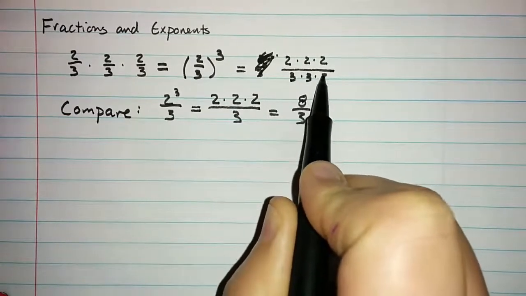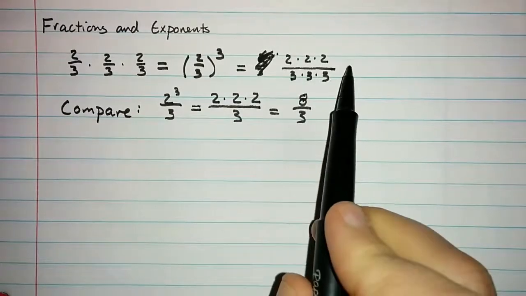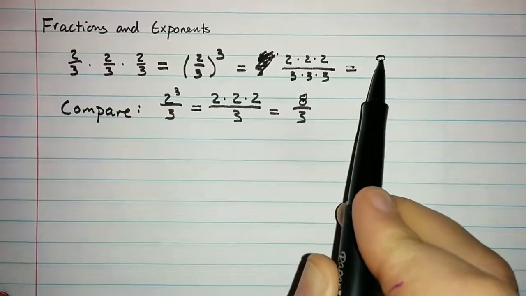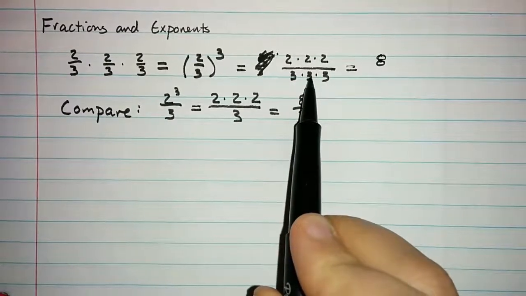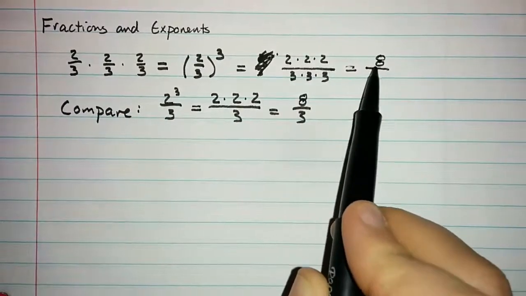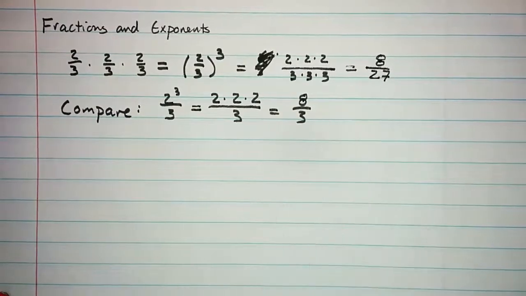This notation, on the other hand, means when we do this multiplication, 2 times 2 times 2 over 3 times 3 times 3. 2 times 2 times 2 is 8. 3 times 3 is 9, times another 3 is 27. Notice that these are different.